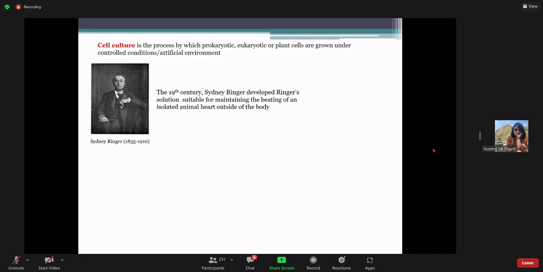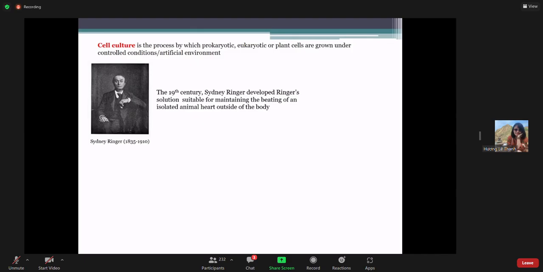Ringer developed the first solutions, a steel chamber to maintain the beating of an isolated animal heart outside of the body. Ringer's solution is a solution of several salts dissolved in water for the purpose of creating an isotonic solution, relative to the body fluid of an animal. It typically contains sodium chloride, potassium chloride, calcium chloride, and sodium bicarbonate, to balance the pH.